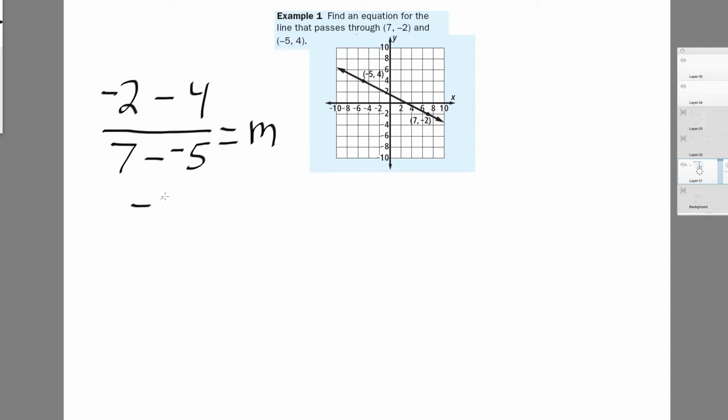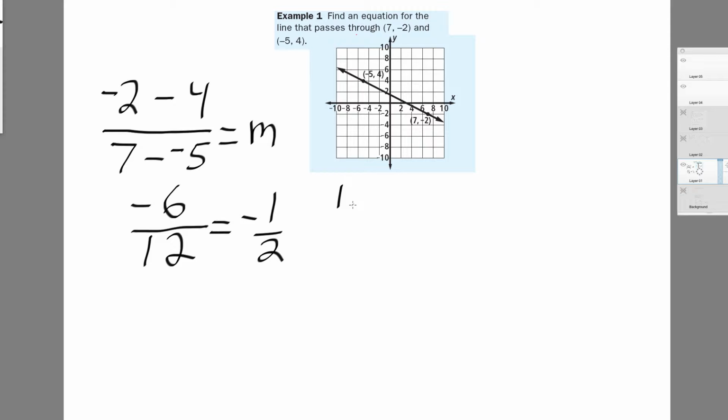So that's going to be a -6 over 7 and 5 is, what does that come out to be? Oh, that's 12, right? And -6/12 is a -1/2. So we now know what m is. We have 2 choices here.